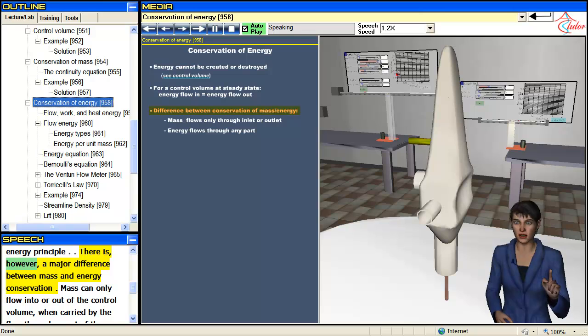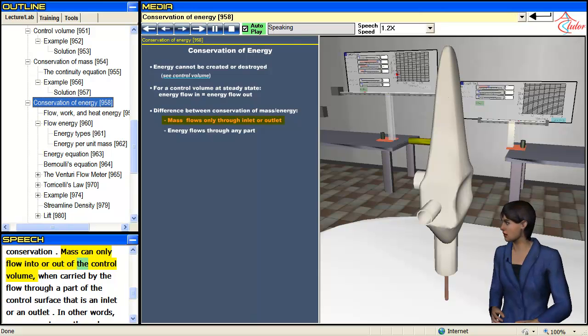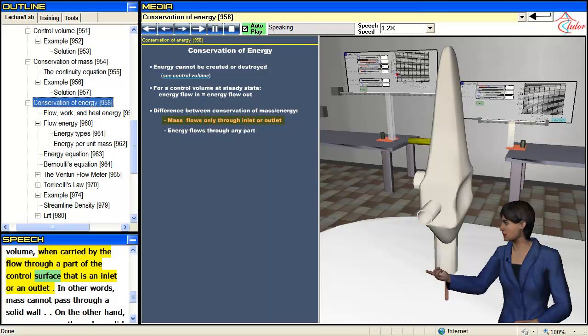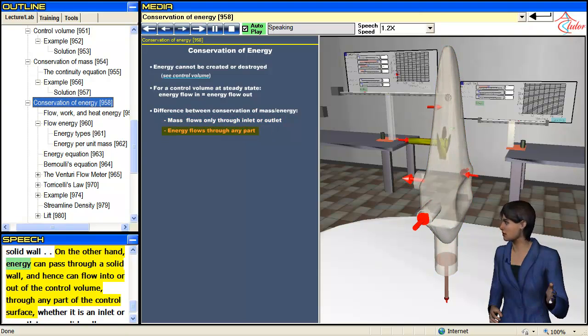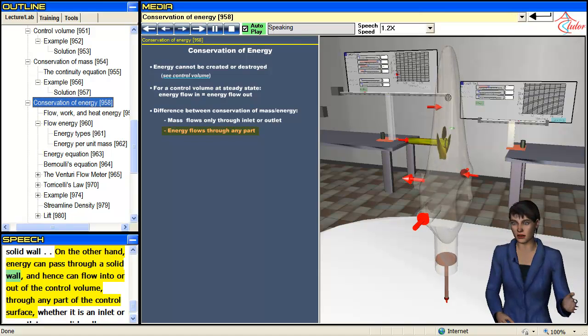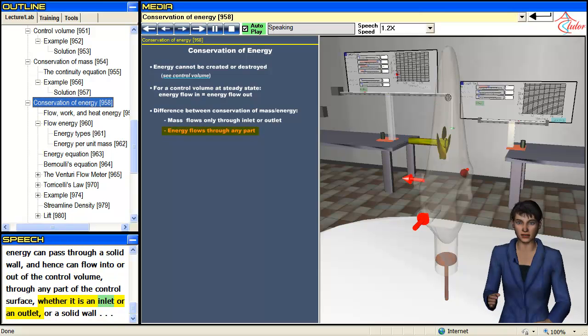There is, however, a major difference between mass and energy conservation. Mass can only flow into or out of the control volume when carried by the flow through a part of the control surface that is an inlet or an outlet. In other words, mass cannot pass through a solid wall. On the other hand, energy can pass through a solid wall, and hence can flow into or out of the control volume through any part of the control surface, whether it is an inlet, an outlet, or a solid wall.